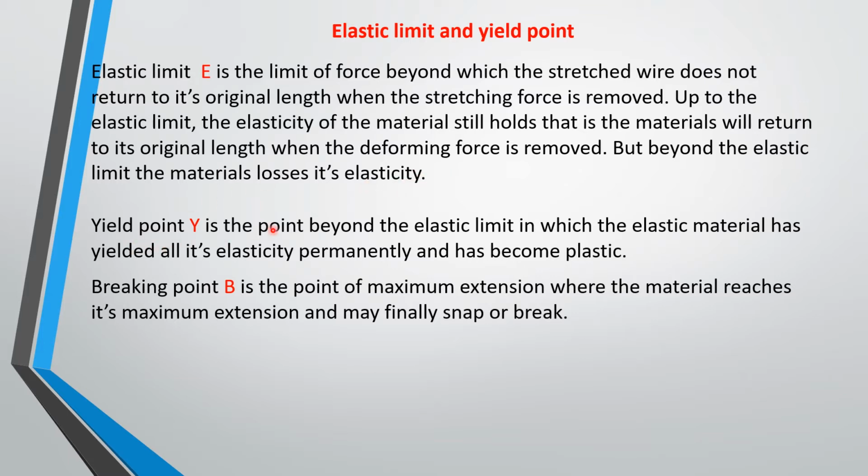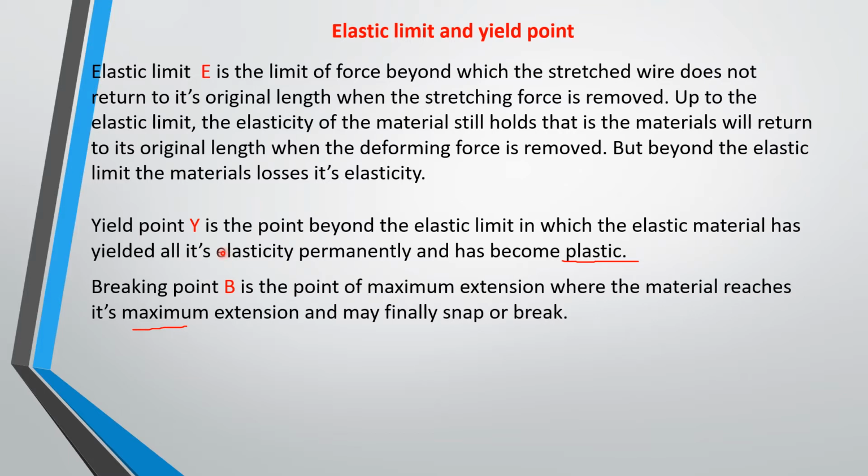Then the yield point is the point beyond the elastic limit, in which the elastic material has yielded all its elasticity permanently and has become plastic. Then the breaking point is the point of maximum extension, where the material reaches its maximum extension and may finally snap or break. So these are further explanations of what I just mentioned, and it is good that you understand those points.